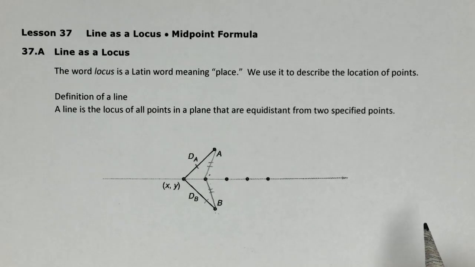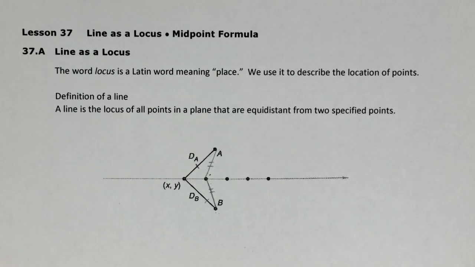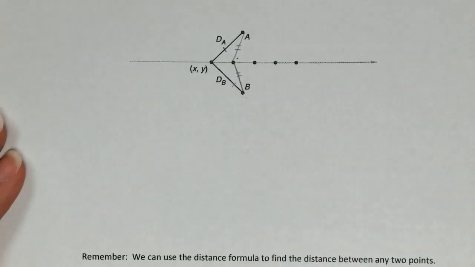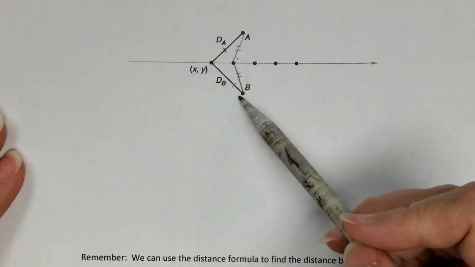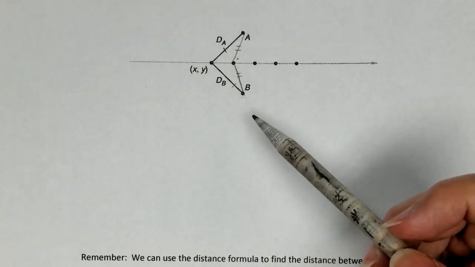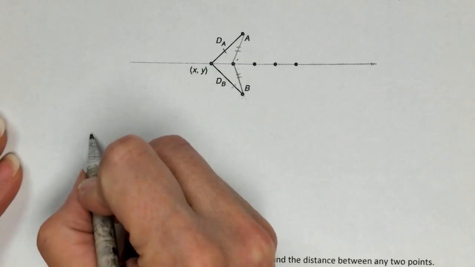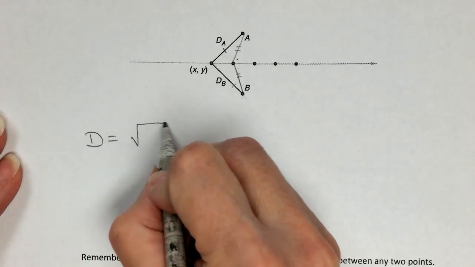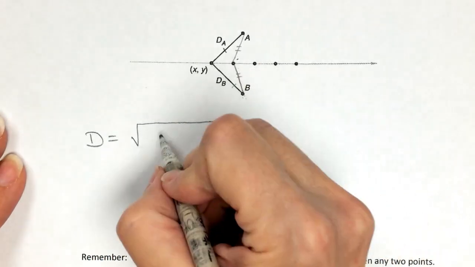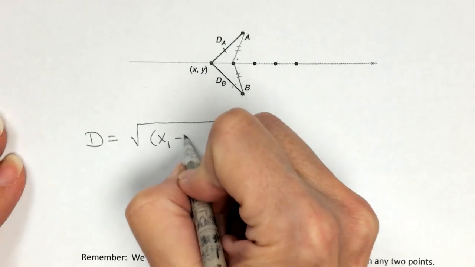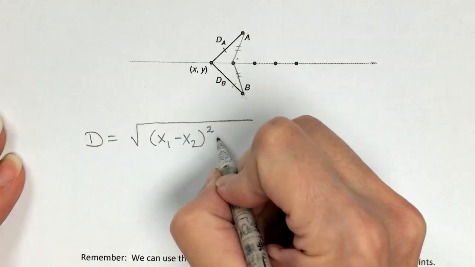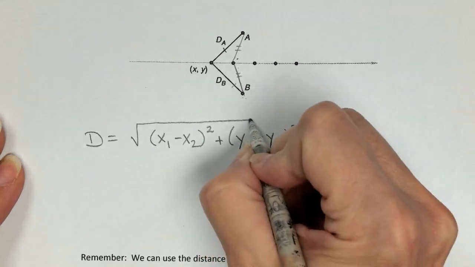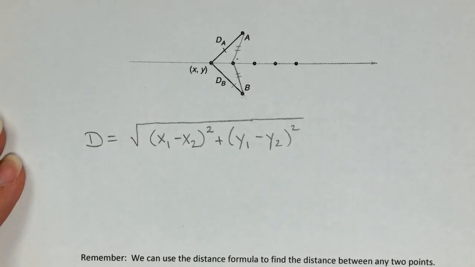Okay, so we're going to be using that to get equations of lines. First, we're going to just remember the distance formula, because we're talking about these distances being equal, and so we'll be using that formula. And so we're just going to restate it here. The distance between 2 points is the square root of x1 minus x2 squared plus y1 minus y2 squared. Okay, that is our distance formula.